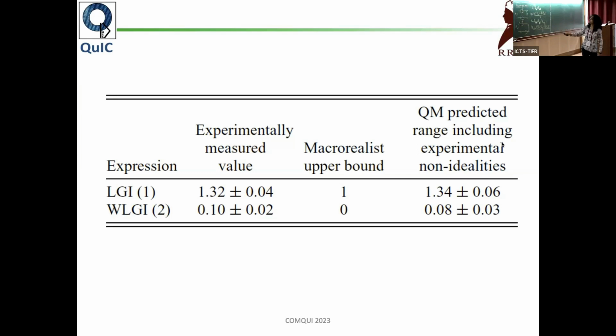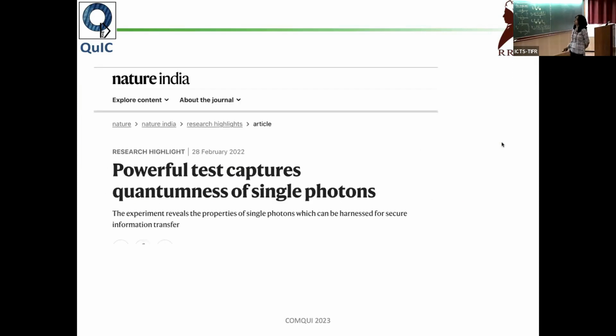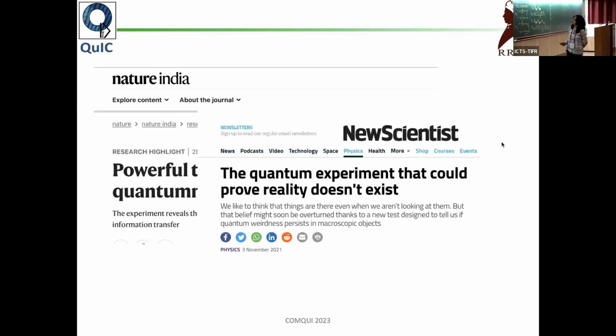And to quote the previous speaker, it is also too good to be true, picture perfect kind of thing, but it's true. So this is our experiment and this is the theory. And we do have a beautiful match between experiment and theory. And of course, we also got appreciation from New Scientist, which called it the most watertight experiment of all time.